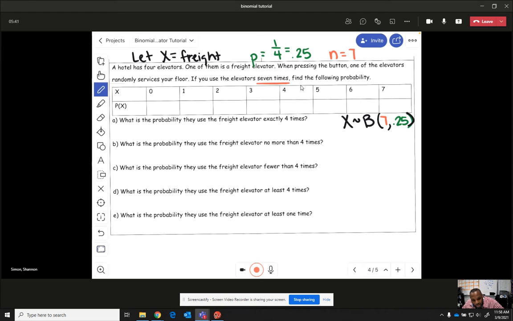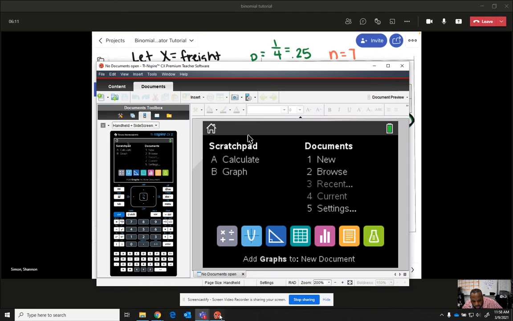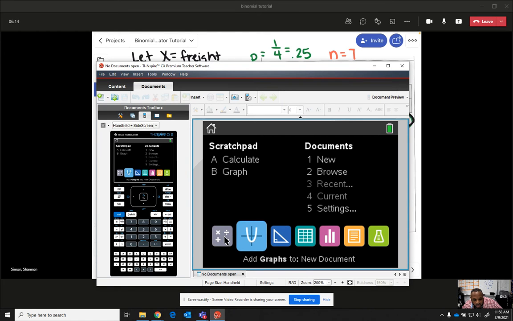So it says, what is the probability they use the freight elevator exactly 4 times? So the probability that they use it exactly 4 times. Anytime we see the word exactly when we talk about binomial probabilities, that means we're going to use a binomial PDF. And so we're going to write this as the probability that, remember, we're talking about the freight elevator, exactly means x equals 4.